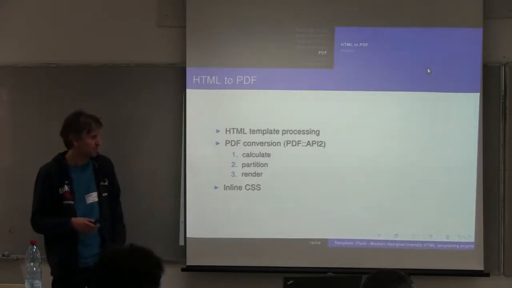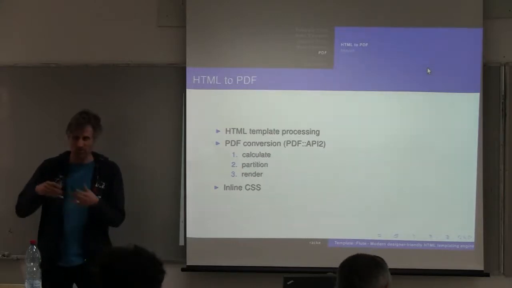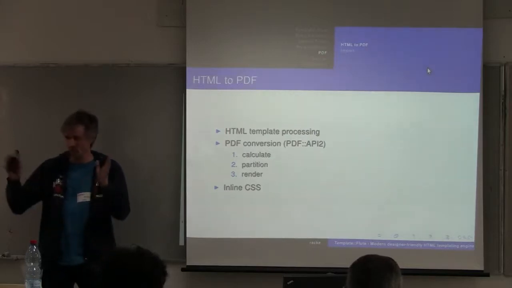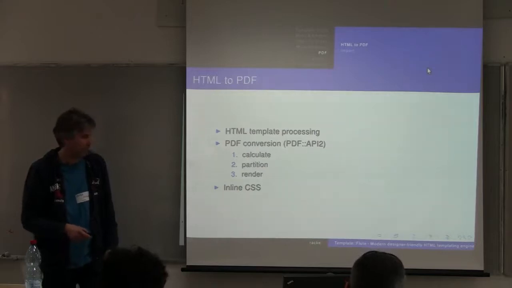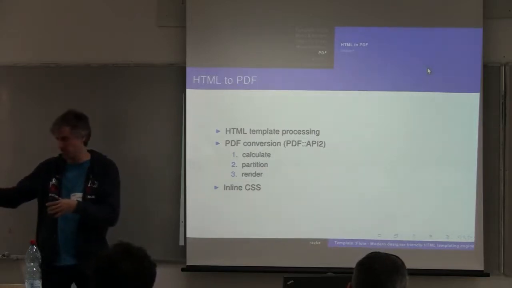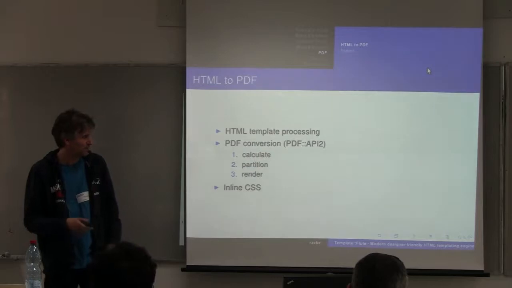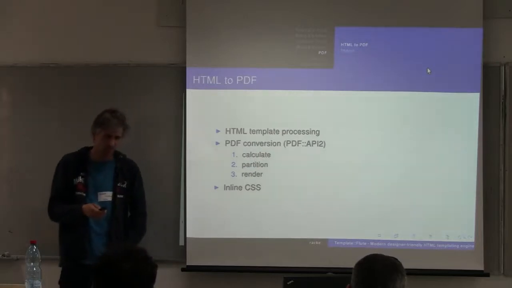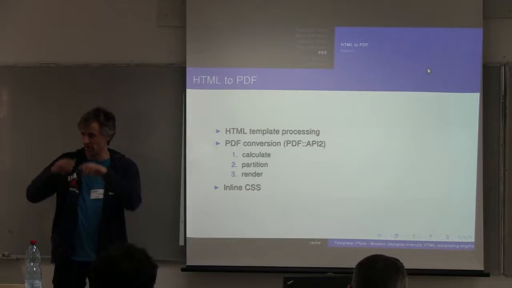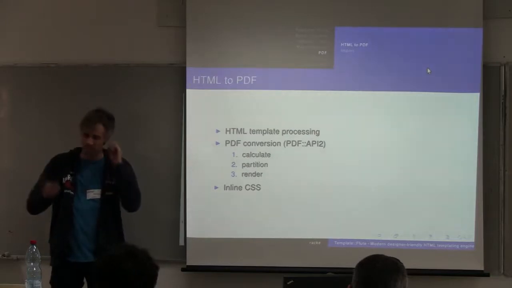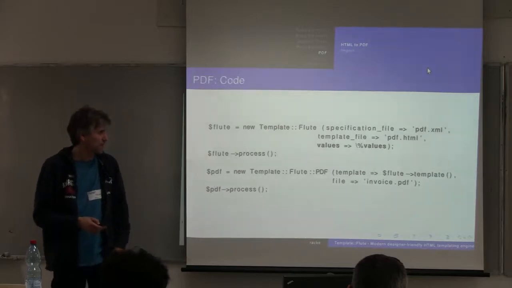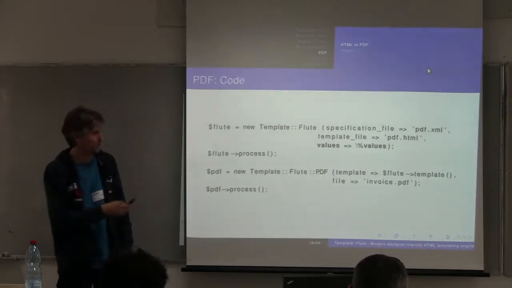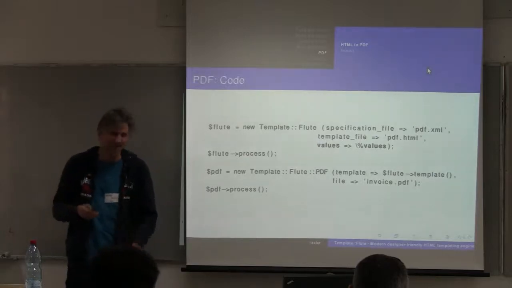So I came up with a scheme that works pretty good. First step is to calculate all the things, how much space they take, and where they're located. And then I partition them through the pages. And the last step is to render them. And this is more or less based on the CSS for the HTML, so that I can see the sizes of the elements. And inside the code, it looks really simple, but not behind.